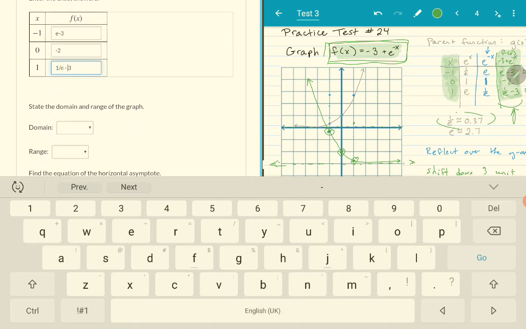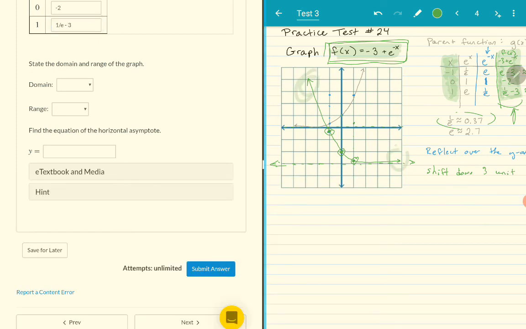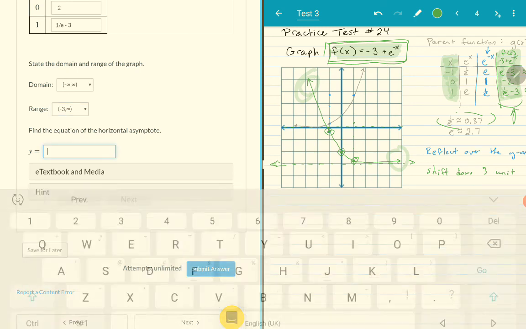Okay, and then my domain, I didn't answer these on the notebook, but you can see the domain, that's all the possible x values. So that goes forever left and forever right, so I can put negative infinity to infinity here. And the range starts at the asymptote, which is now at y equals negative 3, and goes up forever, but it does not go below the asymptote, so that starts at negative 3, not including negative 3 since it's an asymptote, and goes on forever. And we see the asymptote shifted down 3 units, so we get negative 3.